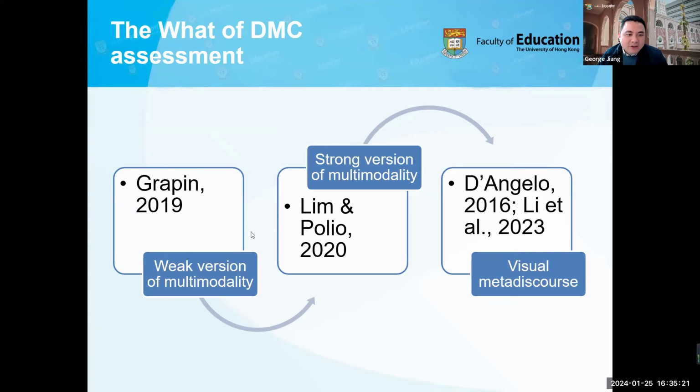We can reference back to the classical frameworks on the weak and strong versions of multimodality to highlight the content of DMC assessment. And there's one recent study contributed by Mimi Lee on visual meta discourse. This offers another kind of perspective for us to visualize how a strong version of multimodality can be actualized, that means we can focus on visual meta discourse in multimodal conversations.